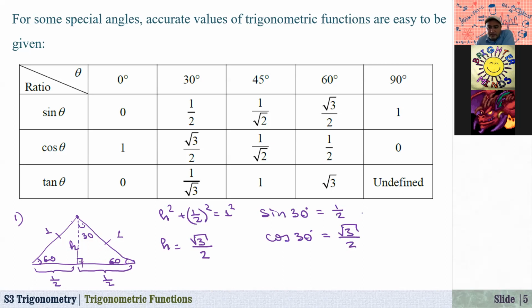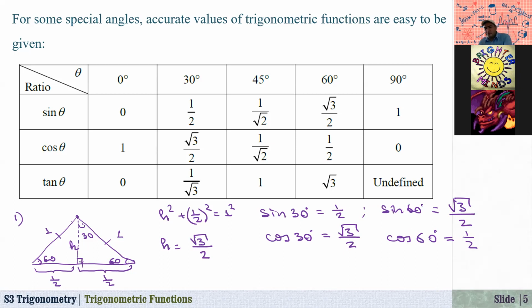In a similar way, now I can define sine of 60. What is sine of 60? Sine of 60 is equal to opposite side over hypotenuse. Opposite side, right, is h, so that is square root of 3 over 2. And how about cosine of 60? Sorry, not cosine of 30, cosine of 60. Cosine of 60 is equal to adjacent side over hypotenuse, that's 1 over 2.